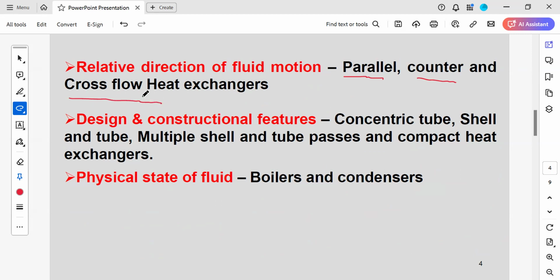So these are the three classifications we have based on the direction of motion. Based on the design and construction features, it will be classified as a concentric tube. Concentric tube means a tube in tube. So a large tube will be there, and inside it a small tube will be there. Inside, one fluid will be flowing, and in the annulus portion, the other fluid will be flowing.